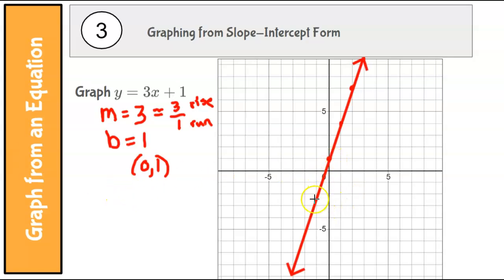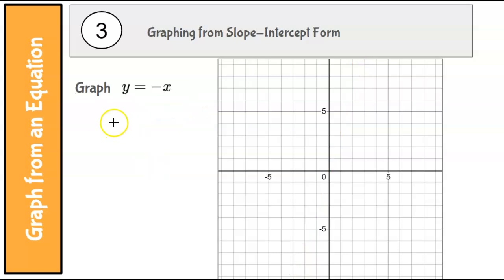And now by creating this line, I know that this point right here, (1, 4), is another solution to this equation. It's another point that's on the line. In fact, any point on this line, here's one, those are all solutions to this equation. All right, we're going to do one more example.